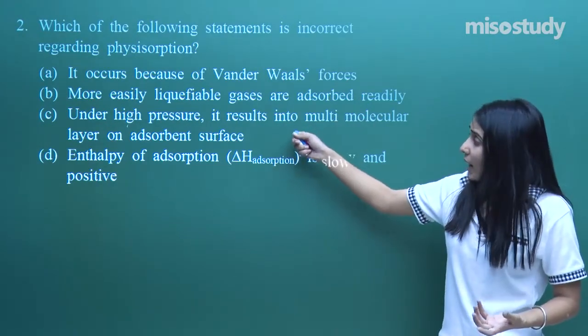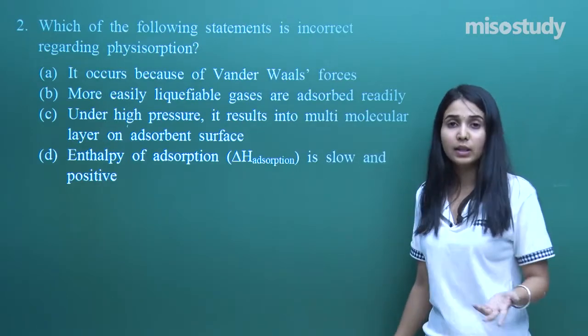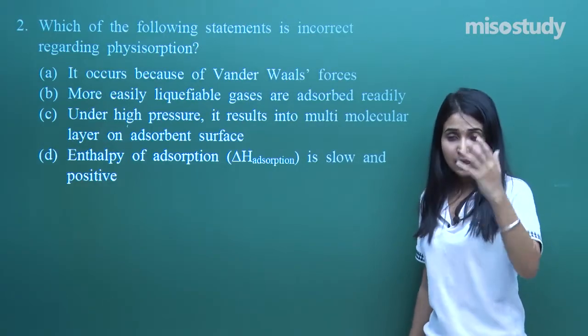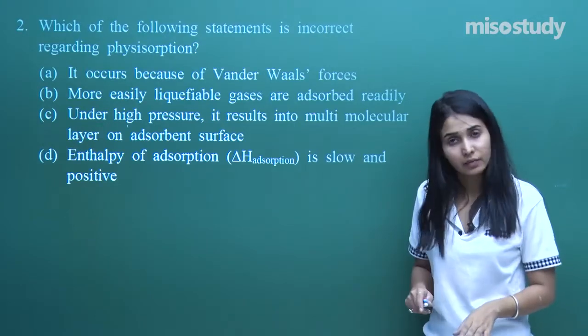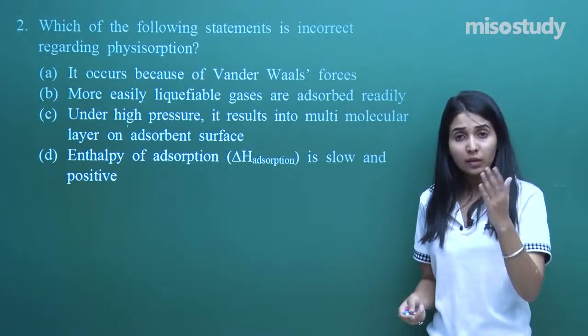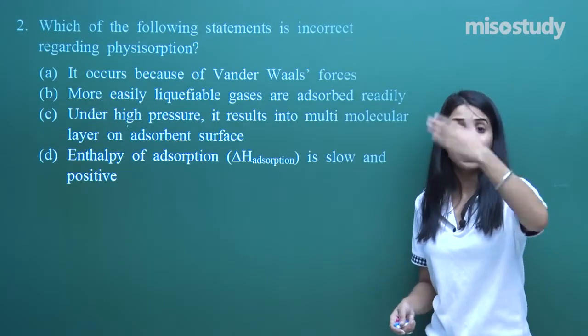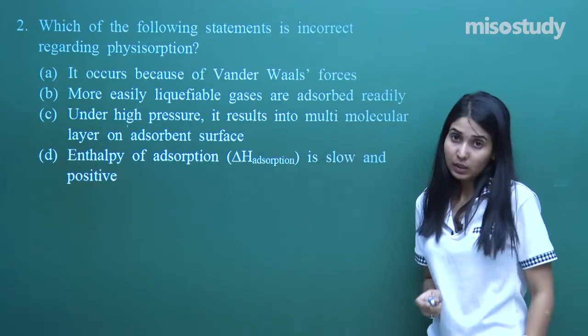Now it says under high pressure, it results in a multimolecular layer. That is totally correct. First of all, it starts when the pressure range is low. It starts with the formation of one layer, right? Then as I move forward, multilayer formation occurs in physical adsorption. So even that would be correct.